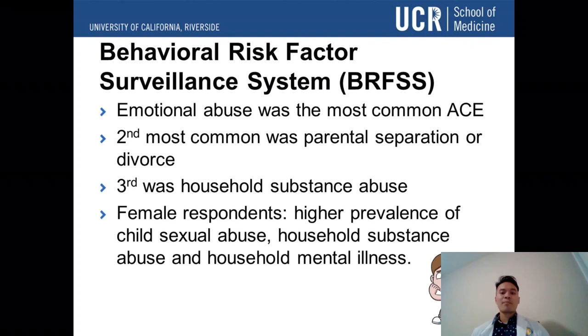So this study found that emotional abuse was actually the most common ACE. Second most common was parental separation or divorce, and third was household substance abuse. Just reading this, you can imagine, yeah, maybe growing up with that would affect your worldview or affect how you deal with certain issues. What they found actually was within female respondents, there was a higher prevalence of child sexual abuse in their history, household substance abuse, and household mental illness. So all around, just very depressing stuff.